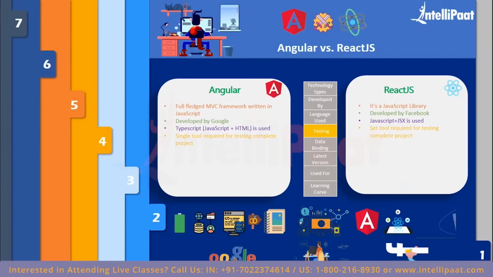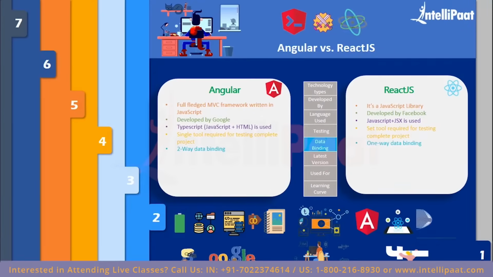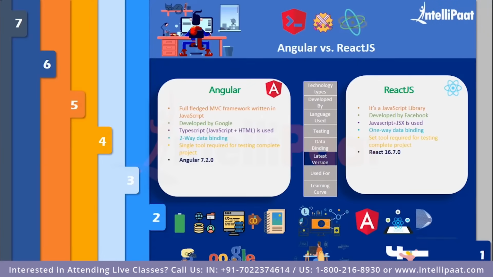Now the fifth parameter, which is data binding. In Angular, the two-way data binding method is followed, so it helps us to ensure that the model state automatically changes if any change is made. Whereas React allows one-way data binding, which means the user interface elements can't be changed without updating the corresponding model state. The sixth parameter is the version. So guys, the latest stable version in Angular is 7.2.0. Since React always keeps on updating and making changes, the latest stable version in React is React 16.7.0.